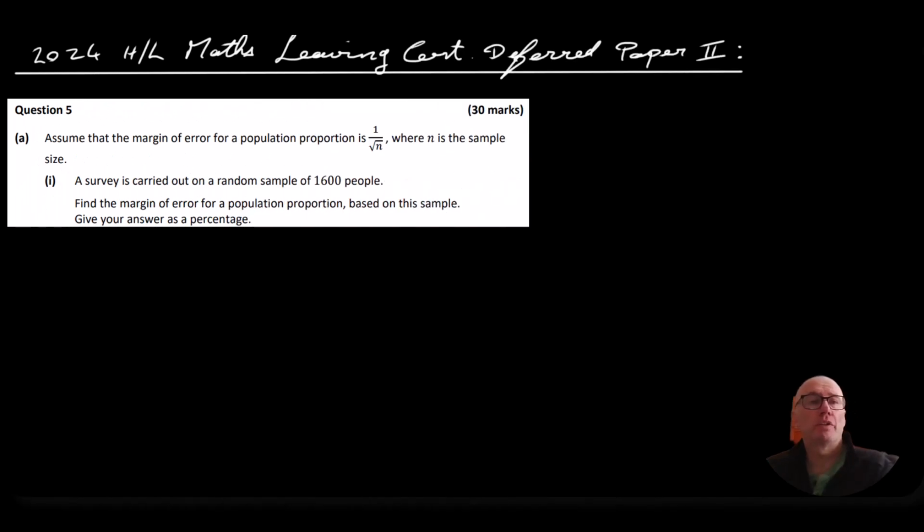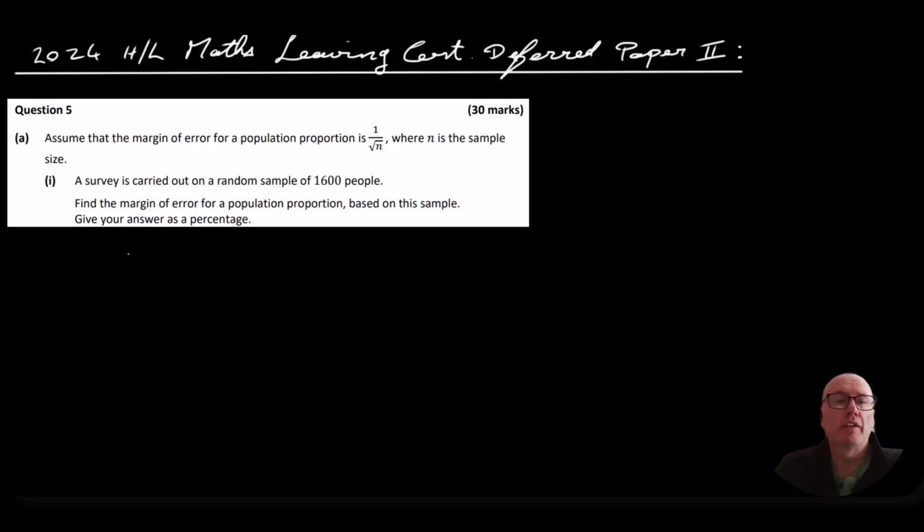So this is question 5A1 from 2024 Higher Level Maths Leaving Cert Deferred Paper 2. Assume that the margin of error for a population proportion is 1 over root n, where n is the sample size. A survey is carried out on a random sample of 1600 people. Find the margin of error for a population proportion based on this sample. Give your answer as a percentage.